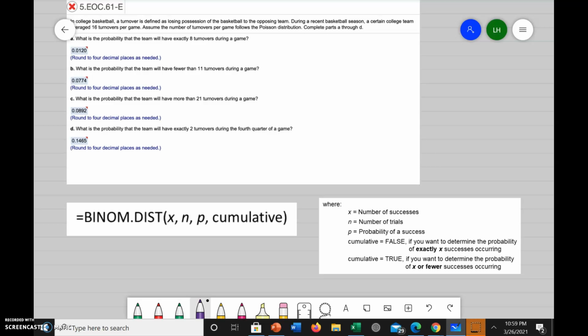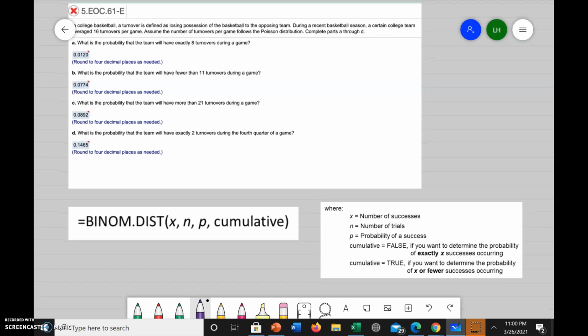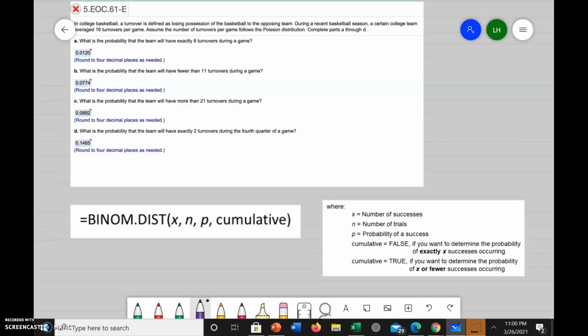Okay, in this problem, we're looking at college basketball, where a turnover is defined as losing possession of the basketball to the opposing team. During a recent basketball season, a certain college team averaged 16 turnovers per game. Assume the number of turnovers per game follows the Poisson distribution. So we're going to do Poisson.